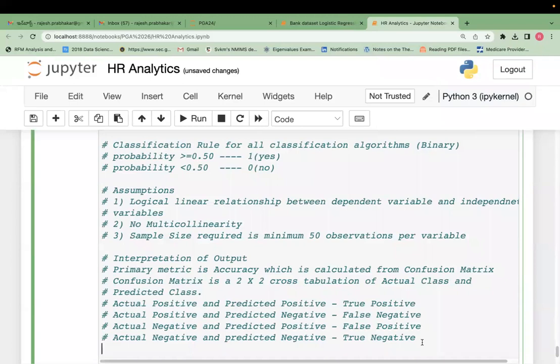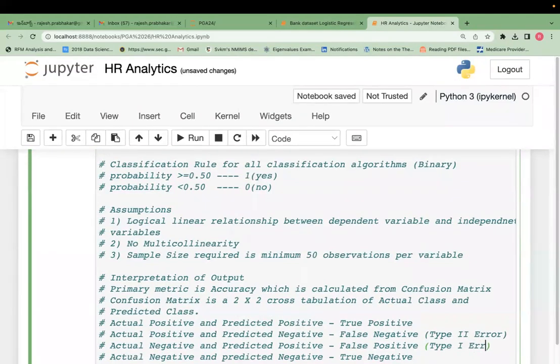So actual positive, predicted positive is true positive. Actual positive, predicted negative is false negative. Actual negative, predicted positive is false positive. Actual negative and predicted negative is true negative. These are the 4 quadrants of your confusion matrix. And false negative, we call it type 2 error. This we call it type 1 error.